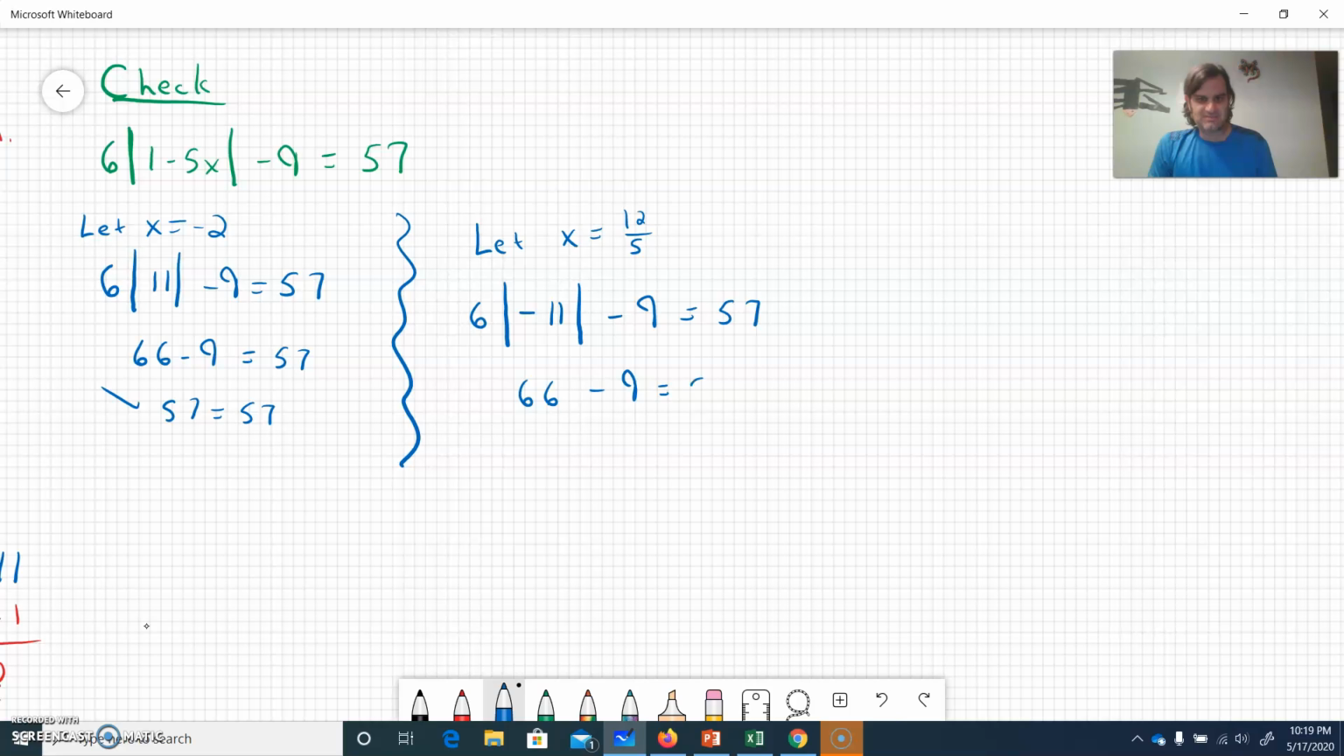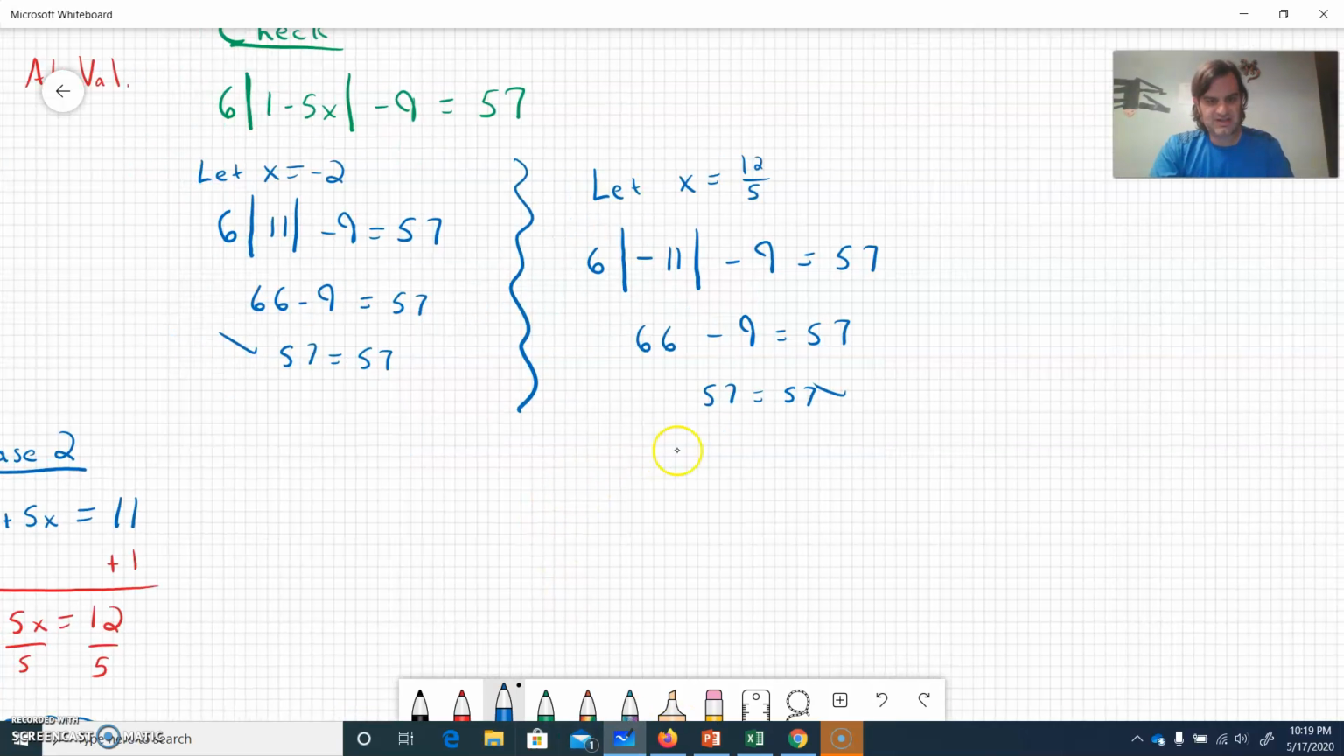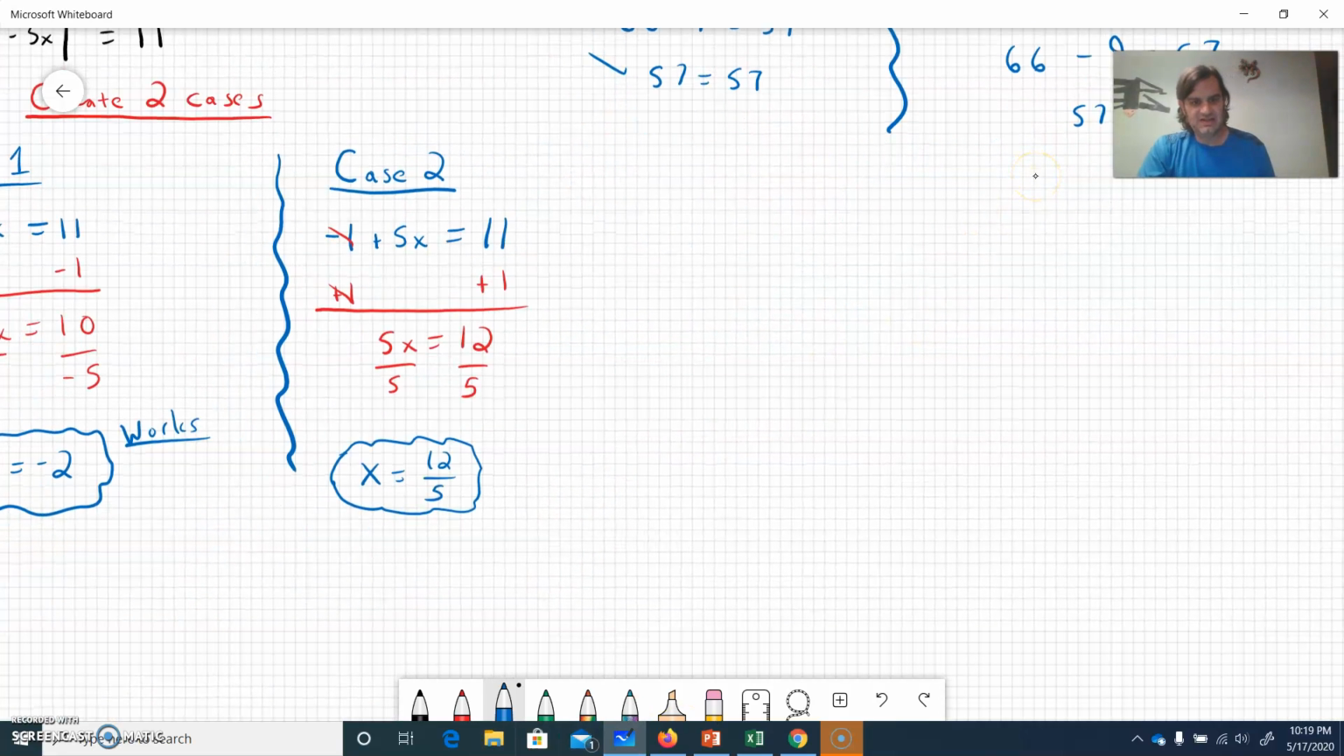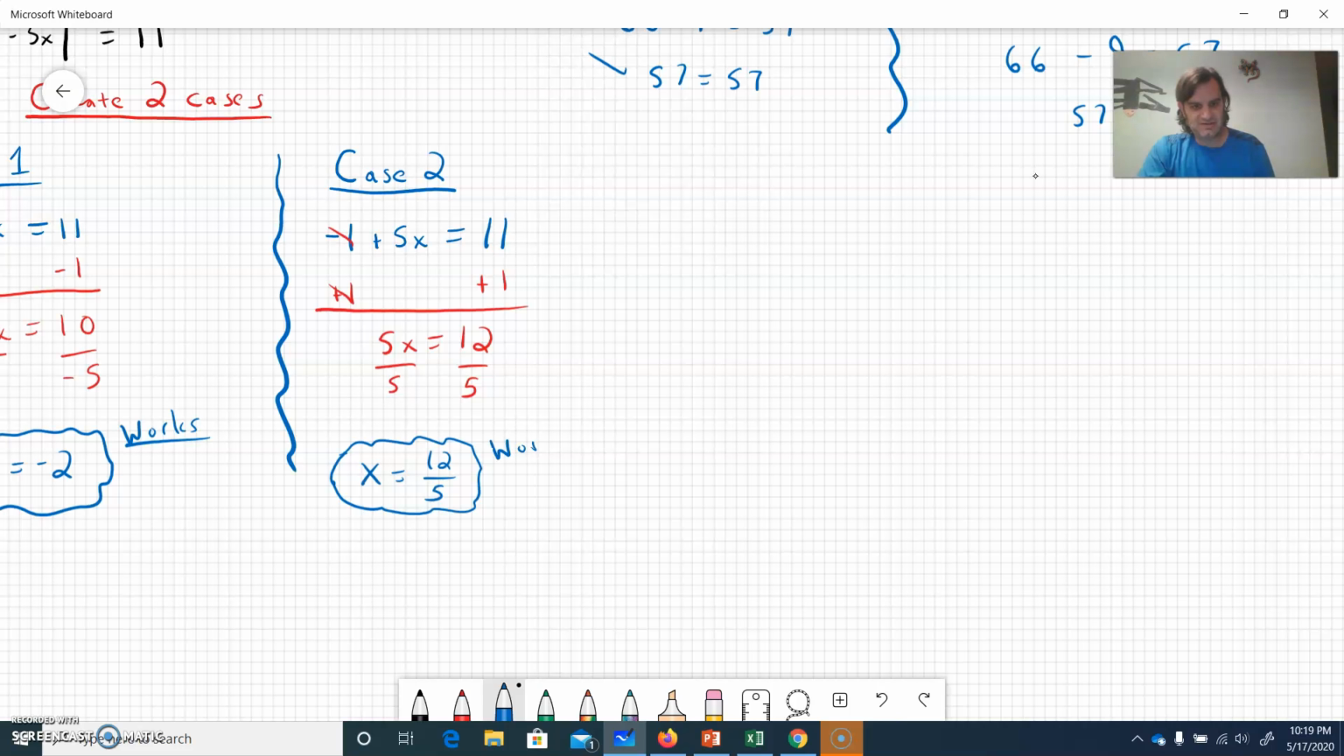So now we're at the same place we were a moment ago. It does work. I wrote the wrong thing down. 57, 57, it does balance. So I can come back over here and say that the 12/5 did work. So we do get some practice in checking our answers here.